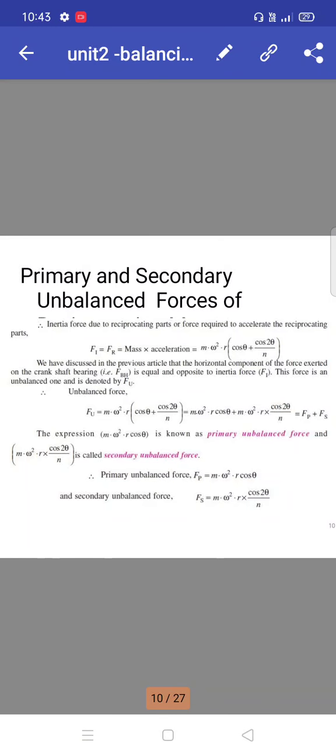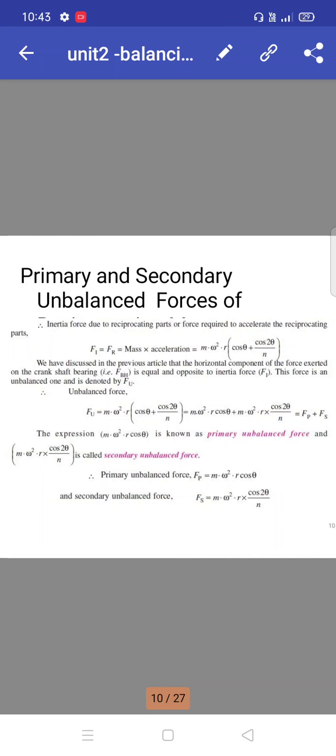So, primary and secondary unbalanced forces. The inertia force due to reciprocating parts is the force required to accelerate the reciprocating parts. So F1 is equal to Fr, which is equal to mass into acceleration, that is m omega square r into cos theta plus cos 2 theta by n.